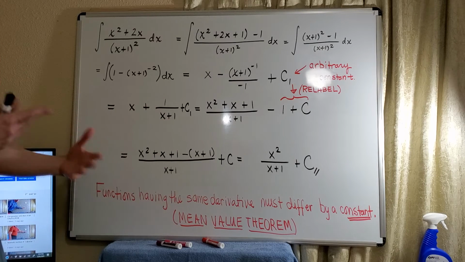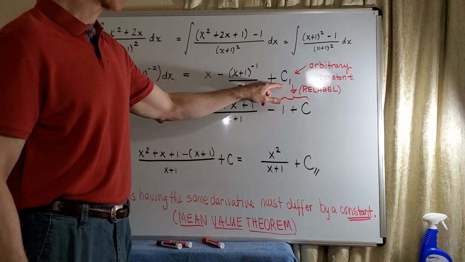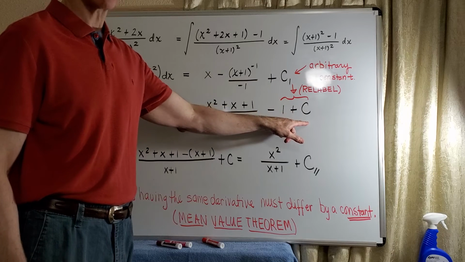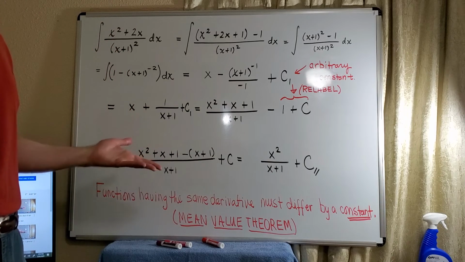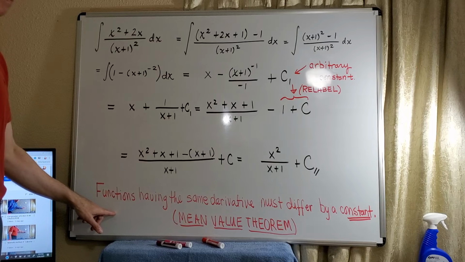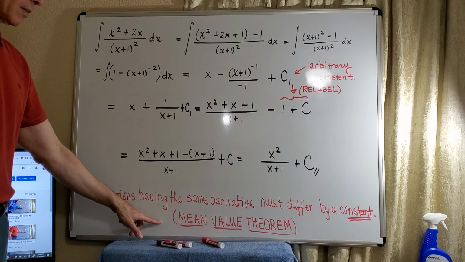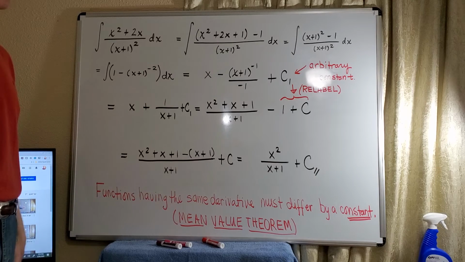Now, the one thing that I want to do to make a really important point here is relabel our arbitrary constant. I'm just going to write it as negative 1 plus another arbitrary constant C. The reason that I'm doing this is to make a very important point. Functions having the same derivative must differ by a constant. That's really a result that's due to the mean value theorem, and we've talked about that earlier in the class. It probably didn't have much weight for you at the time because we didn't say much more about it.